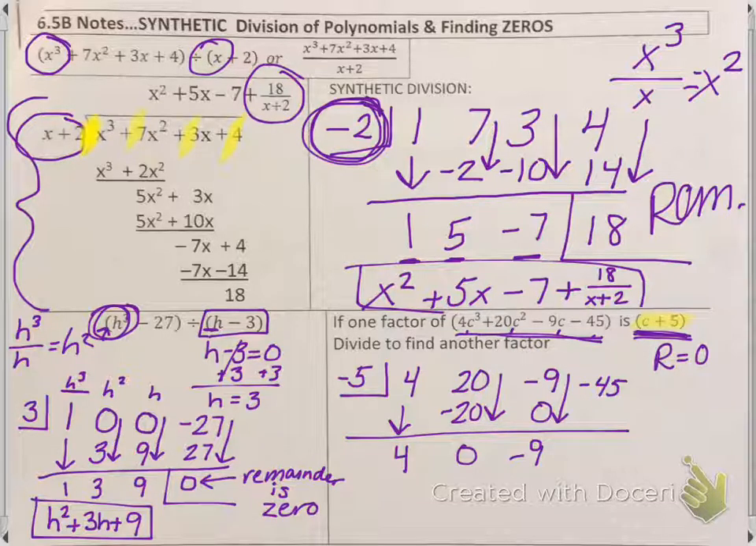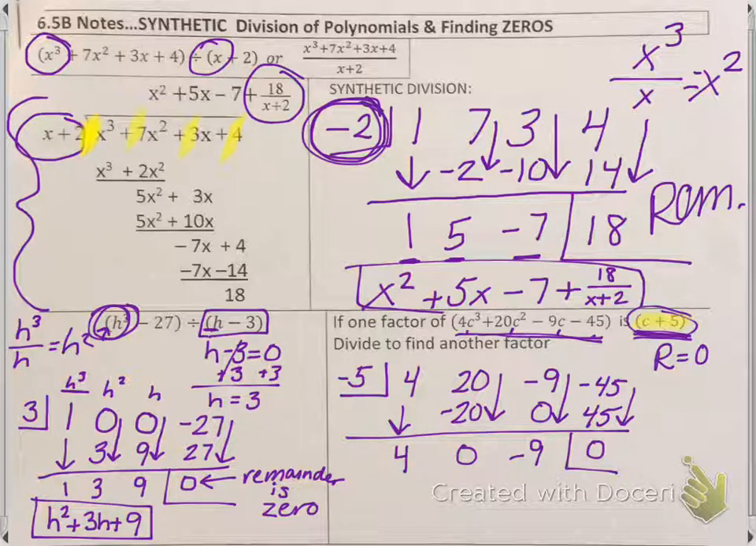Negative 5 times negative 9 is positive 45. Add going down, and I get 0. What's my remainder? 0. Should my remainder be 0? Yes, because they said that was a factor. If I did not get a remainder of 0, that means I did something wrong, because they already told me that was a factor, which means it has to get a remainder of 0.